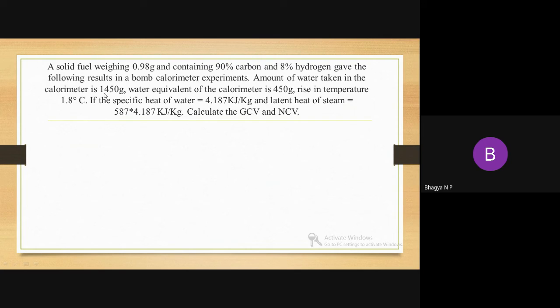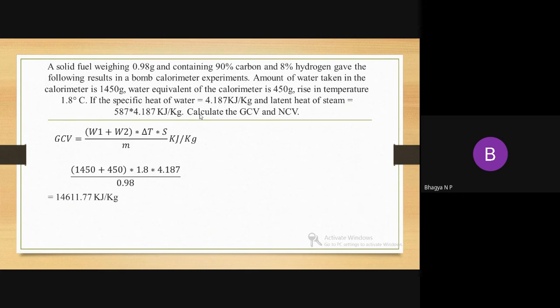Amount of water taken is 1450 gram. Water equivalent of calorimeter is 450 gram. Rise in temperature is given as 1.8 degrees Celsius. Specific heat of water is given as 4.187 kilojoule per kg. Latent heat of steam is given as 587 into 4.187. Here we have to calculate GCV and NCV. How to calculate? First, we have to note down the GCV equation, then substitute the respective values, then go for the calculation.